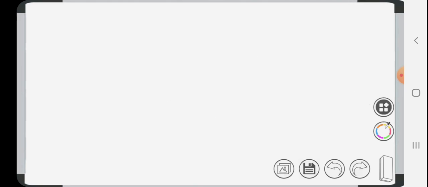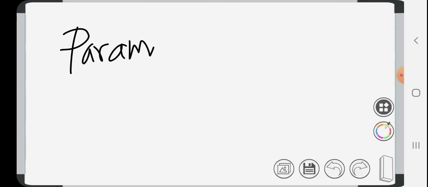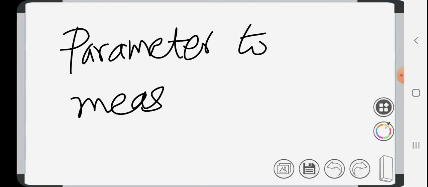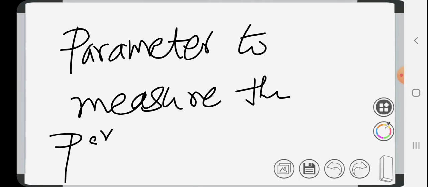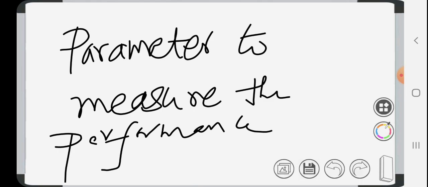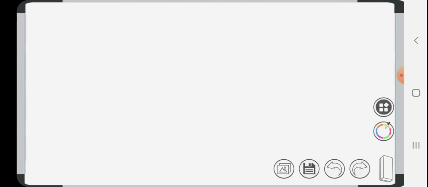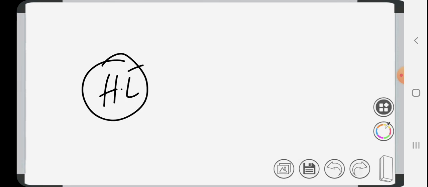Now we will move on to the parameter to measure the performance of the refrigerator. So students, you might have learned the heat engine, right? So how does a heat engine work in a cycle?